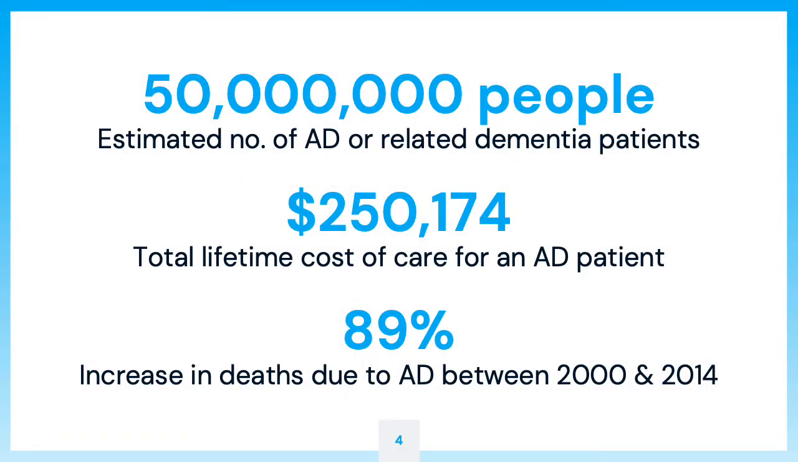AD affects many people worldwide, and its numbers are still on the rise. Furthermore, the average cost of caring for an AD patient is a whopping $250,000. There are also indirect societal costs, such as the opportunity cost of the caregiver's time. The number of deaths due to AD has been on an upward trend and is expected to rise further.